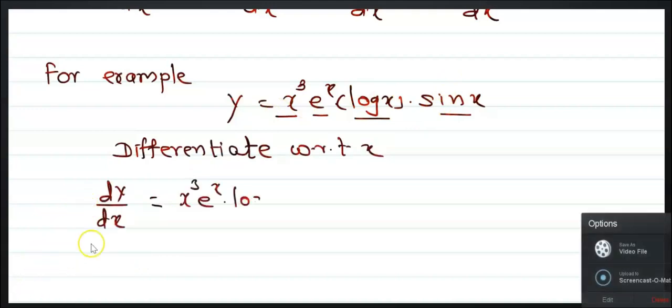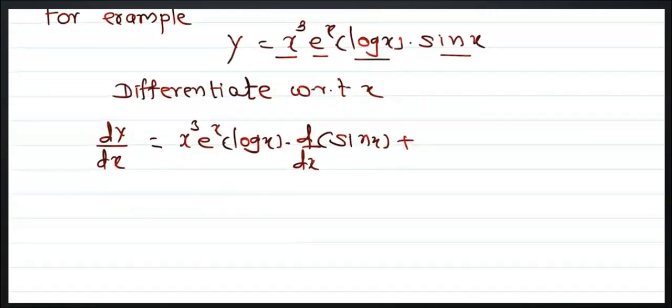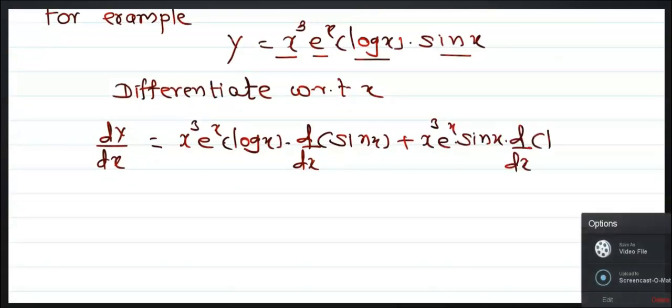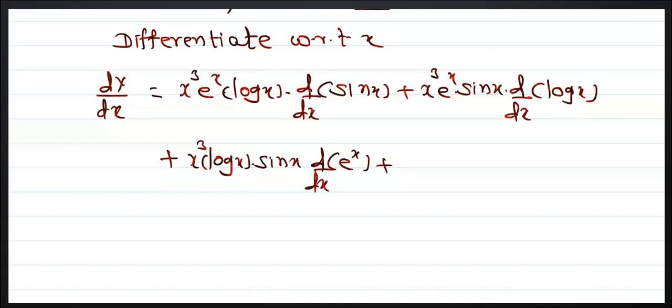dy by dx is equal to x cube e raised to x log of x, into the derivative of sin of x, which is cos of x, plus x cube e raised to x sin x into the derivative of log of x, plus x cube log of x sin of x into ddx of e raised to x.